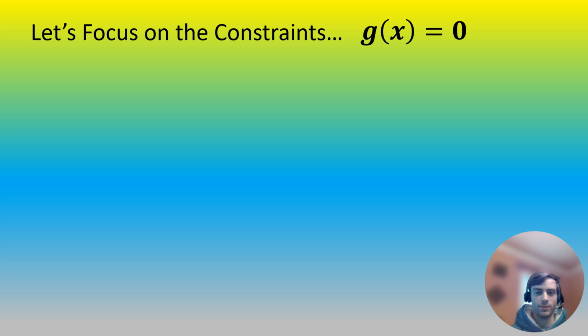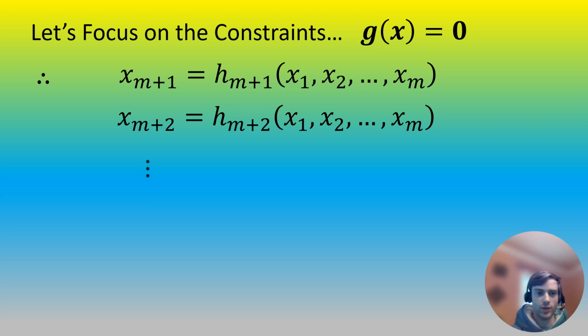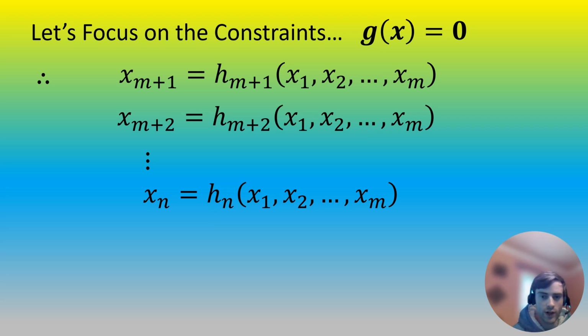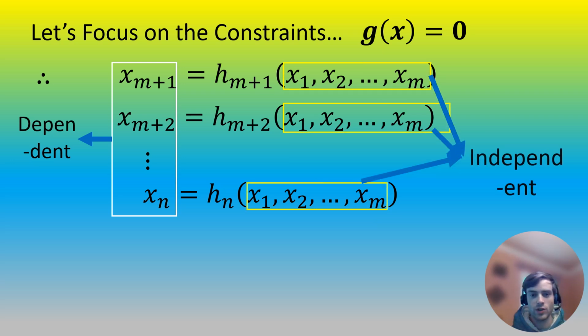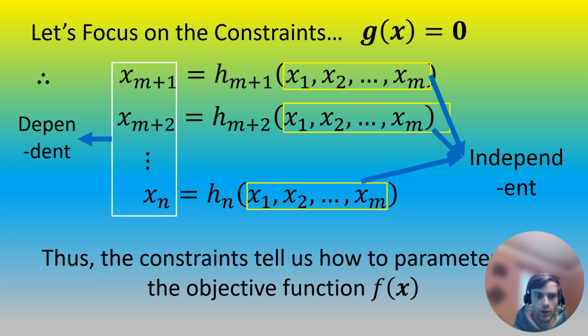And just to ingrain this concept of independent and dependent variables in your minds, if we have x_{m+1}, x_{m+2} all the way to xn as a function of h_{m+1}, h_{m+2} all the way to hn of the variables x1 all the way to xm, which are the m independent variables, well, those are the dependent variables to the left, and those are the independent variables to the right. So the constraints tell us how to parameterize the objective function f of x, or that is the function that we're trying to optimize with respect to the constraints.